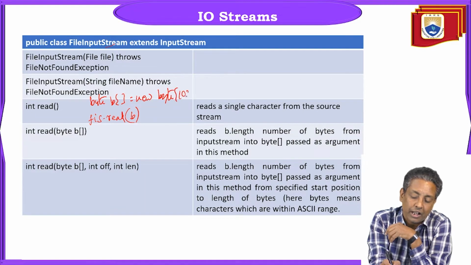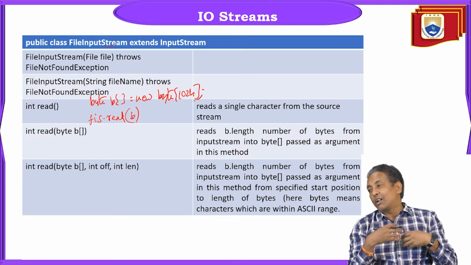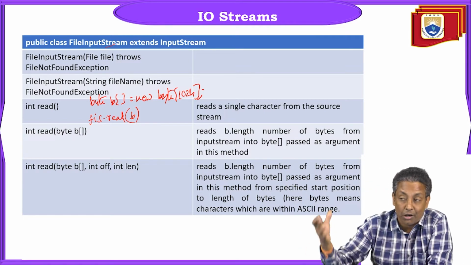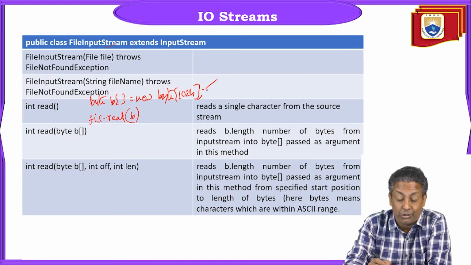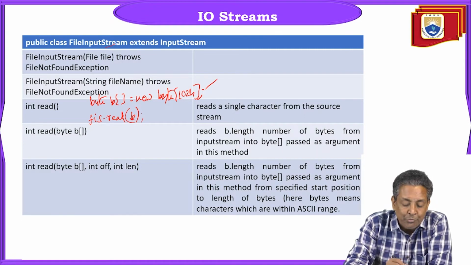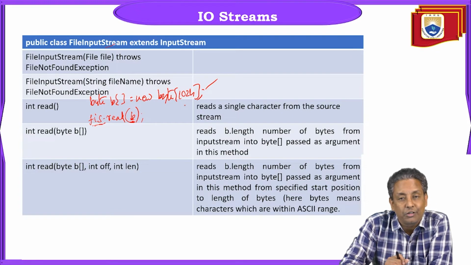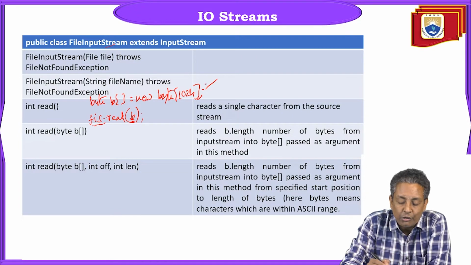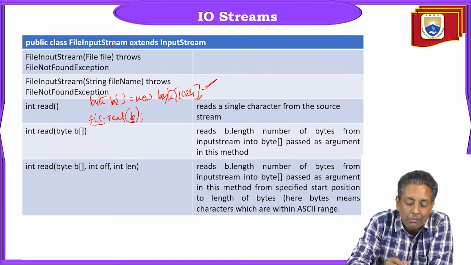You may ask me one question: how would I know how much data is available in the file? Because here I am creating a 1024-size byte array, and we pass this argument into the read method. Now we are asking the FileInputStream class to read 1024 bytes of data from the file. If the file does not have 1024, what happens? Don't worry. You give 1024, but as many bytes as are available in the file, those many bytes will be populated into this byte array.